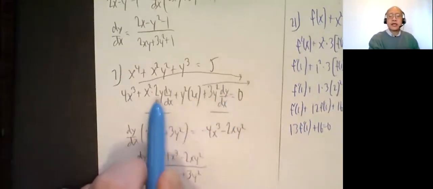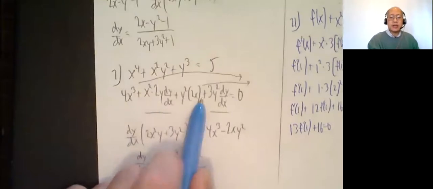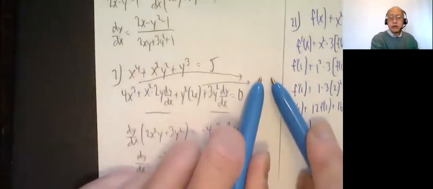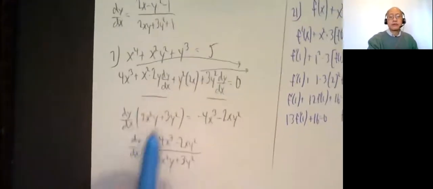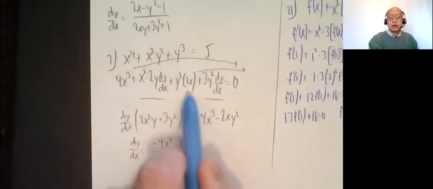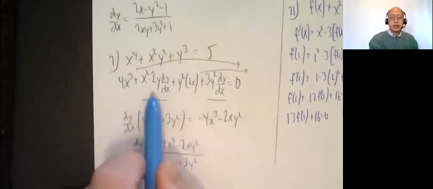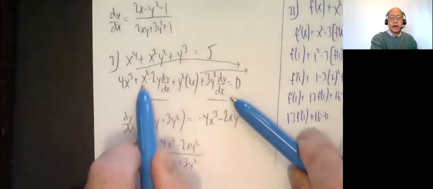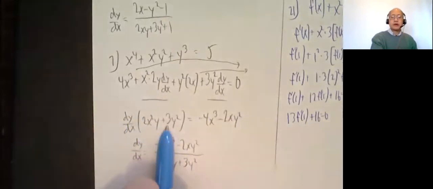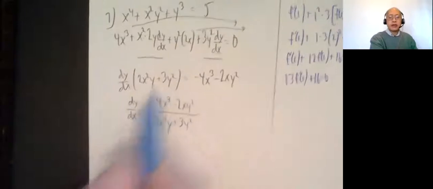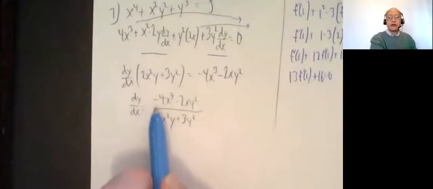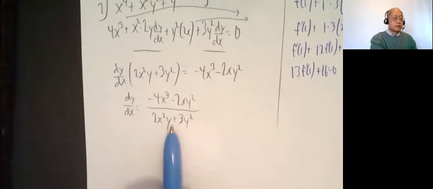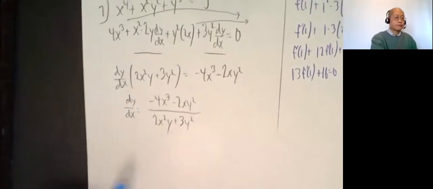Okay, so dy/dx stays. Everything that does not have a dy/dx, namely this one and this one, come over. When I bring them over, they'll become negatives. So negative 4x cubed minus 2xy squared. These two have a dy/dx, factor that out. And I get 2x squared y plus 3y squared. Divide both sides by this. So dy/dx is negative 4x cubed minus 2xy squared over 2x squared y plus 3y squared.